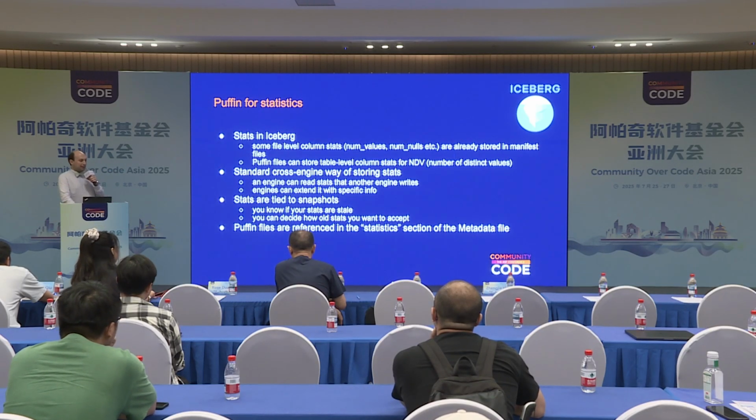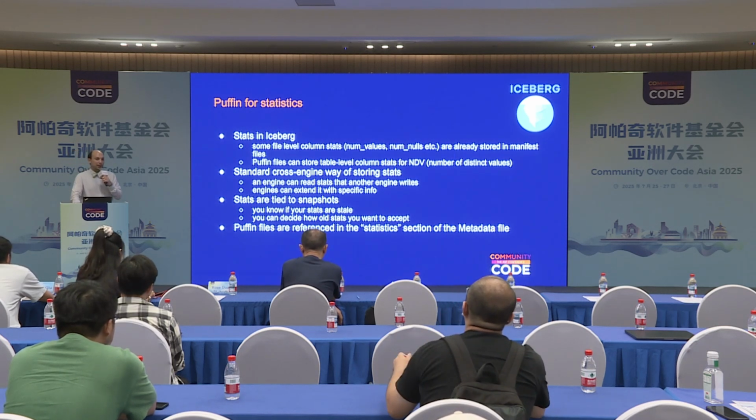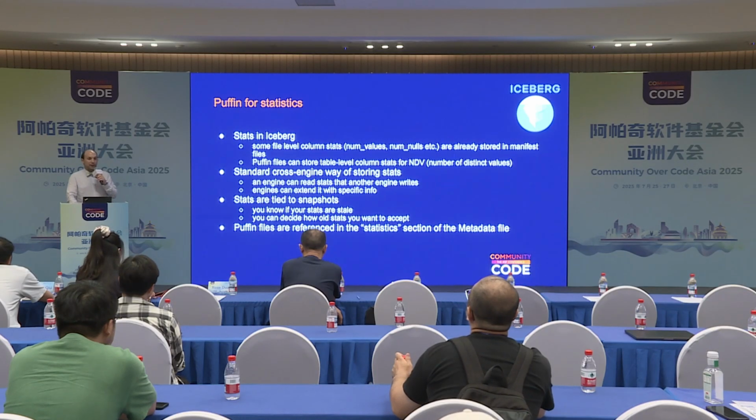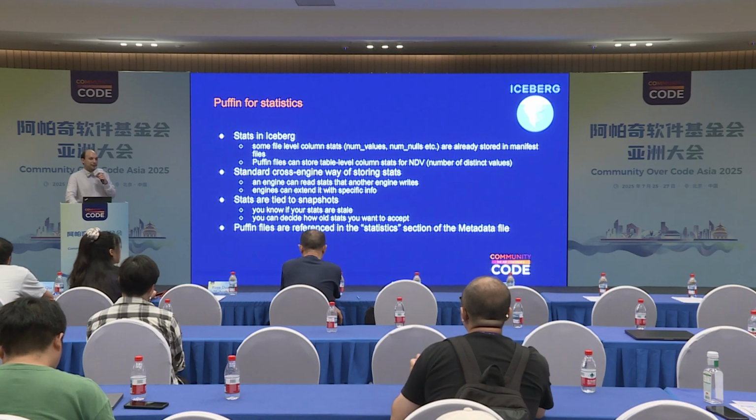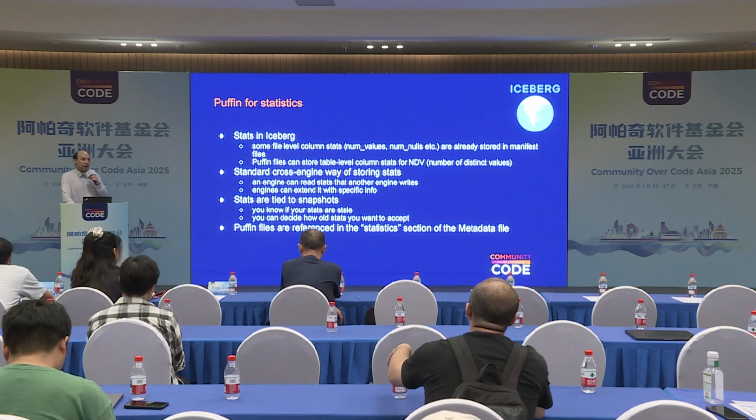Puffin is good because it's a cross-engine standard. So if you've got a scenario where you've got different query engines that you'd like to use, all of them can use the same set of statistics. So you can write statistics with one engine and read and update it with another. If you'd like to, it's also possible to include engine-specific information in there if you really need to.